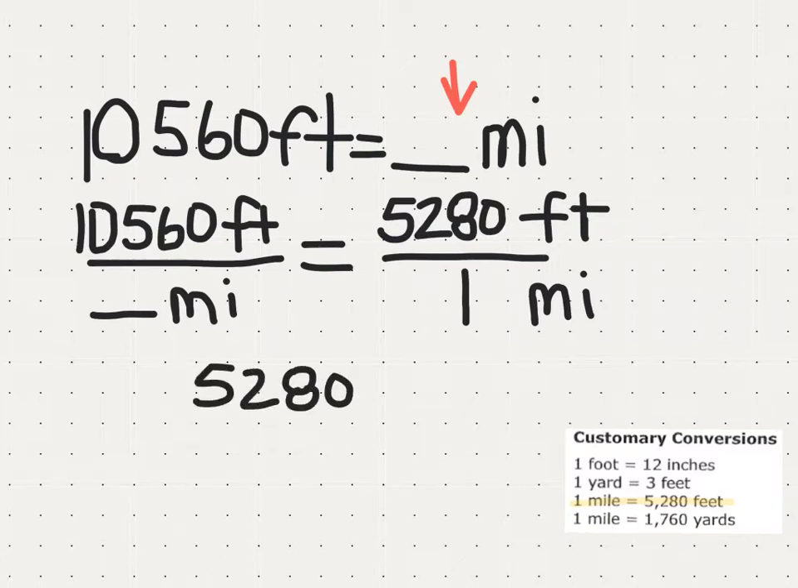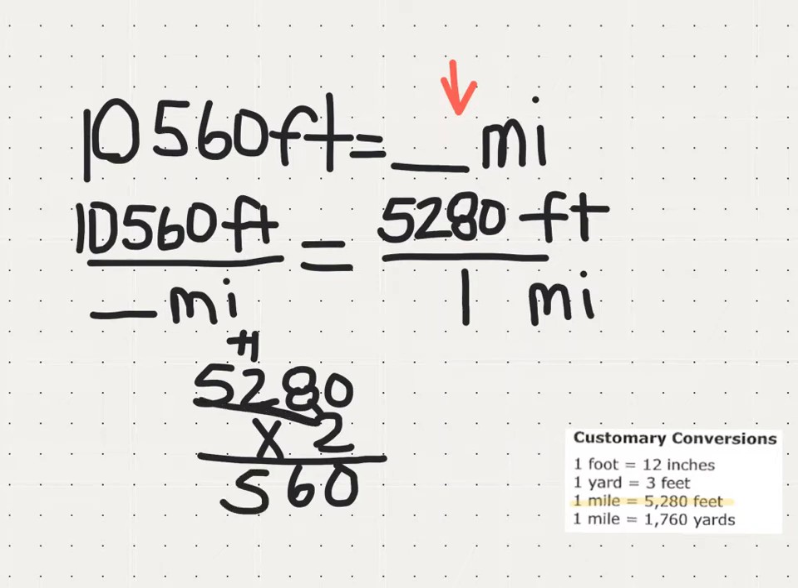5,280 times 2. Oops, hold on. There we go. 2 times 0 is 0. 2 times 8 is 16. Put a 6, put our 1 up here. 2 times 2 is 4, plus this 1 that's sitting up here. That's 5. And then 2 times 5 is 10. Well, there's my answer. 10,560 is the same here as it is up here. And so my multiplier of 2, it means there are 2 miles in 10,560 feet. So there's my answer for that one.